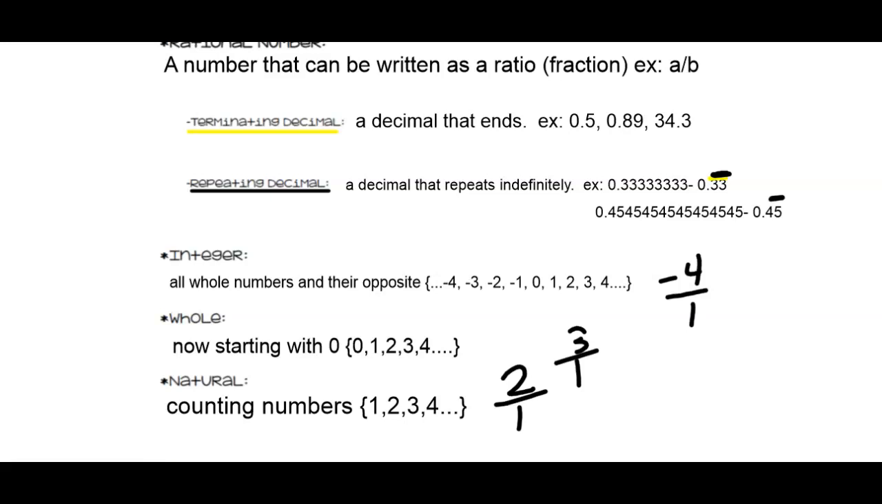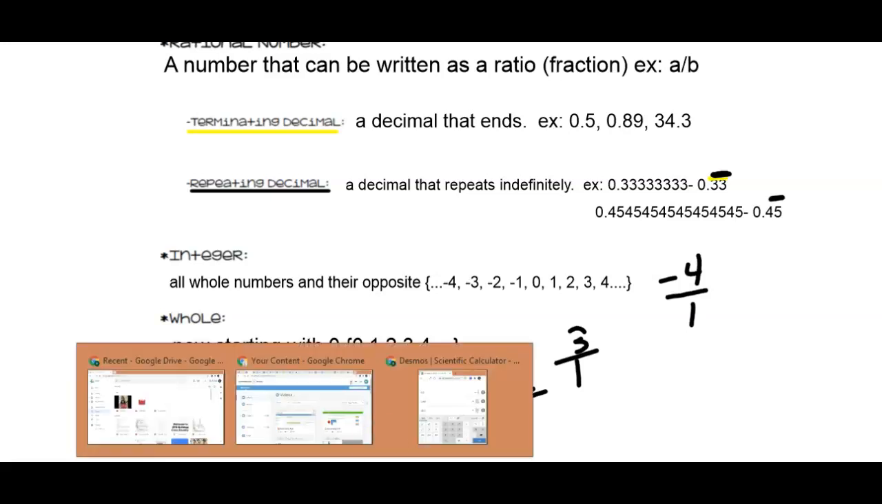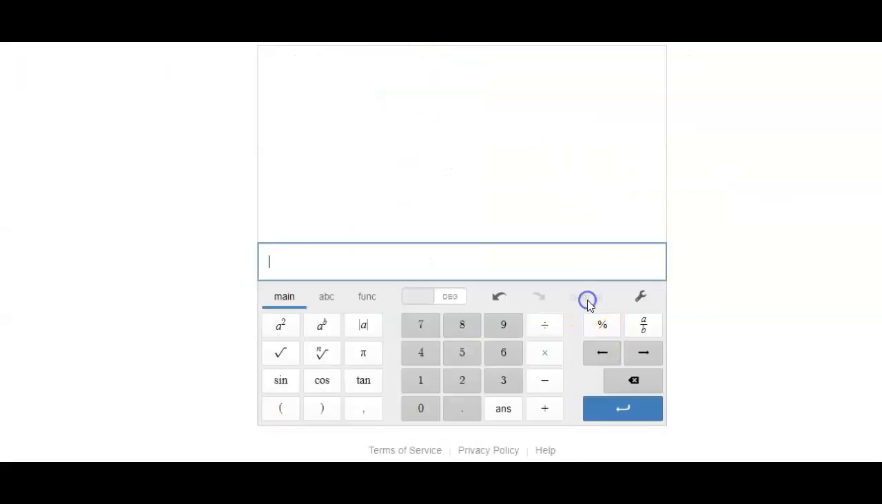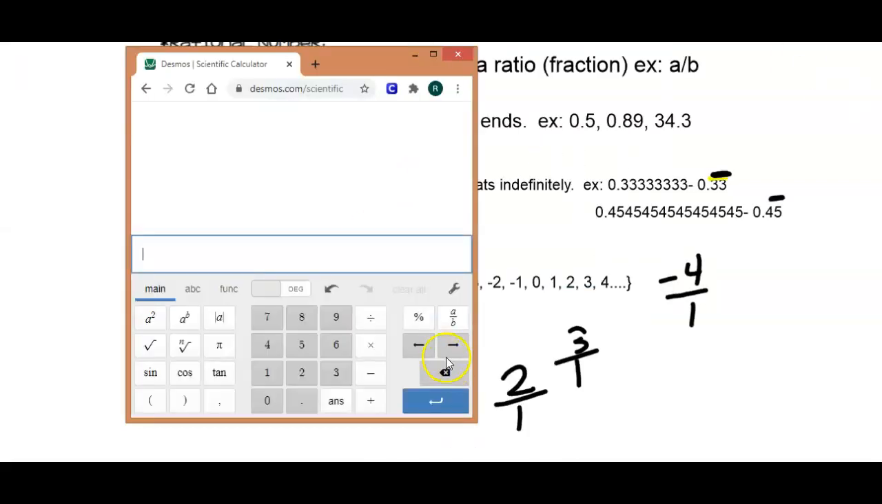So again, just to prove this to you, I think it'd be helpful to pull up our Desmos calculator. And we are going to clear it all out. And let's put in 0.33. If I hit the convert button on this one, it will come up as 33 over 100. So yes, it is a fraction. But again, that 3 goes on and on and on and on forever.